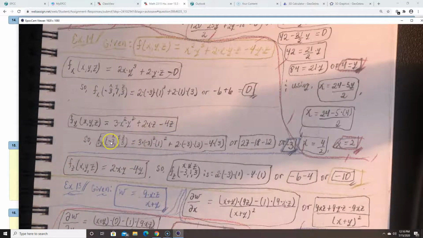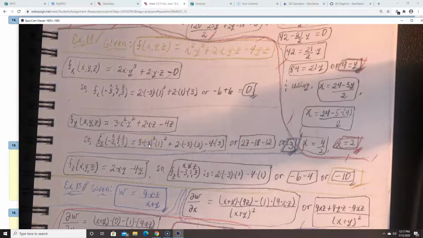And now plug in the point, negative 3, 1, 3. And so wherever there's an x, you put a negative 3. Wherever there's a y, you put a 1. And wherever there's a z, you put a 3. So if we do that, you get 3 times x is negative 3 squared times y is 1 squared plus 2 times negative 3 times z, which is 3. There's that term, minus 4 times z. Now just compute.